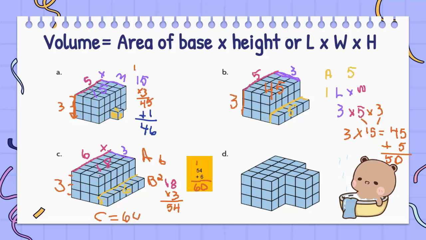We don't have units here. You could just say units cubed. A equals 46 units cubed. And B equals 50.